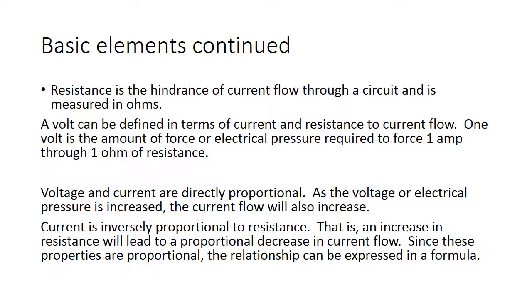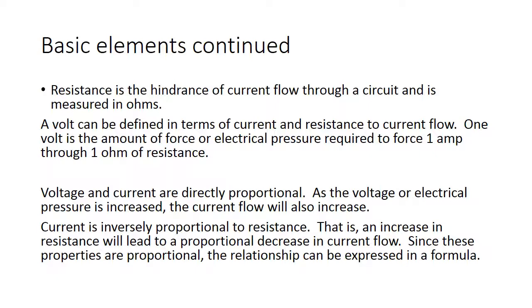So we talked about that there are 3 basic elements in any electrical circuit. We have the electrical pressure, which forces the electrons to flow or move once there is a complete path for current flow. We talked about the current flow or the movement of electrons itself, which is measured in amps. And there's a final element that's present in pretty much every electrical circuit, and that's resistance. Resistance is the hindrance of current flow through a circuit, and it is measured in ohms.